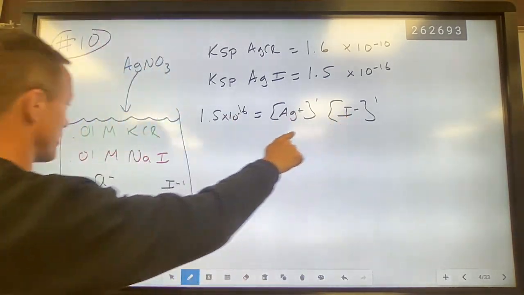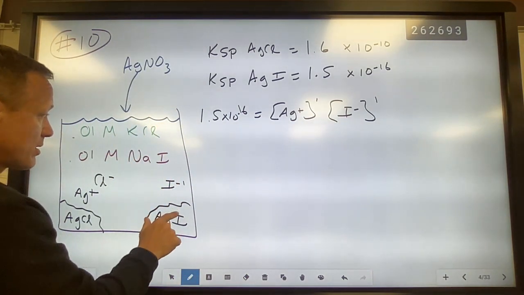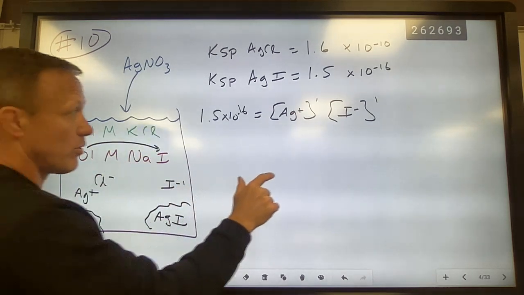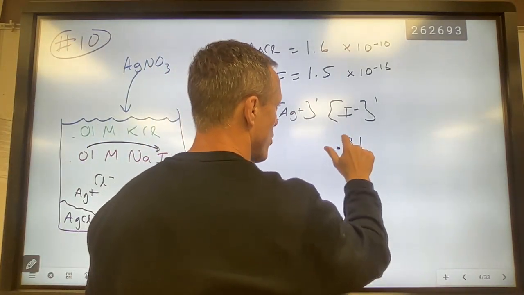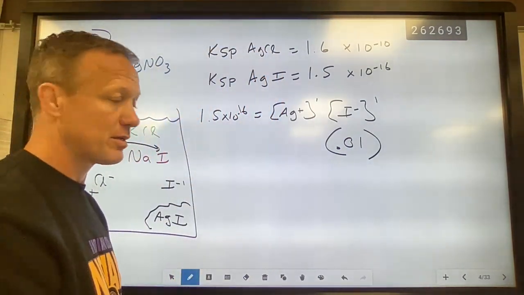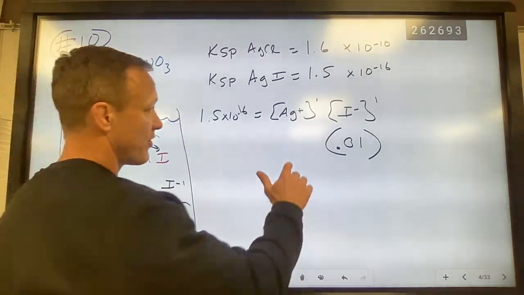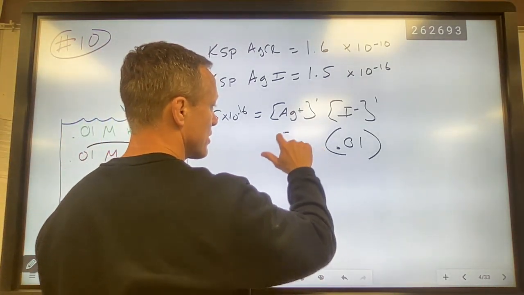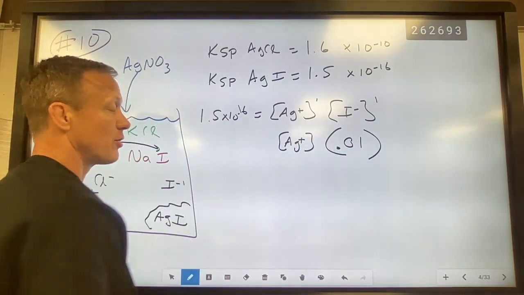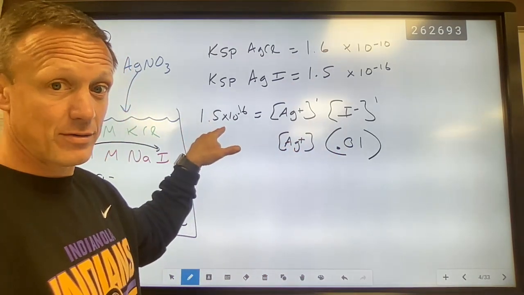This already has a concentration. The sodium iodide was 0.01 molar, so that means the concentration of I negative ions was 0.01 molar. So I'm going to plug a 0.01 molar in for that. That's already in solution. It was already in there before we started adding Ag ions to it. Let's figure out what concentration of Ag ions we can put in there with that much iodine. So with that much iodine in there, we can't add much Ag before we get to this number.